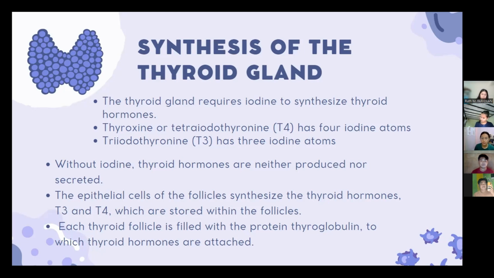Each thyroid follicle is filled with the protein thyroglobulin, to which thyroid hormones are attached. The protein thyroglobulin acts as a reservoir, holding and binding the synthesized thyroid hormones. When the body requires an increase in thyroid hormone levels, thyroglobulin releases T3 and T4 into the bloodstream.